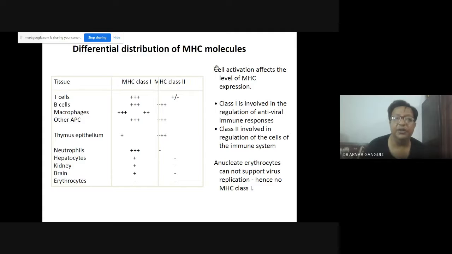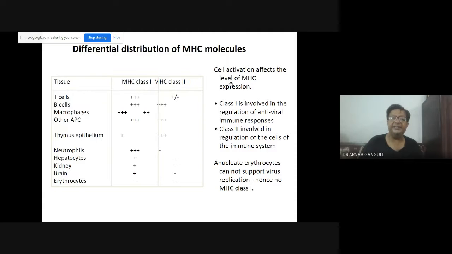Now, if you look at MHC class 2 molecules, T cells may or may not have them. B cells have fairly good expression. Macrophages and other antigen presenting cells, specific immune cells only, have expression. Thymus epithelium also, and other cells don't have MHC class 2. So you can see that class 2 is only present in specific antigen presenting cells: B cells, macrophages and other APCs.